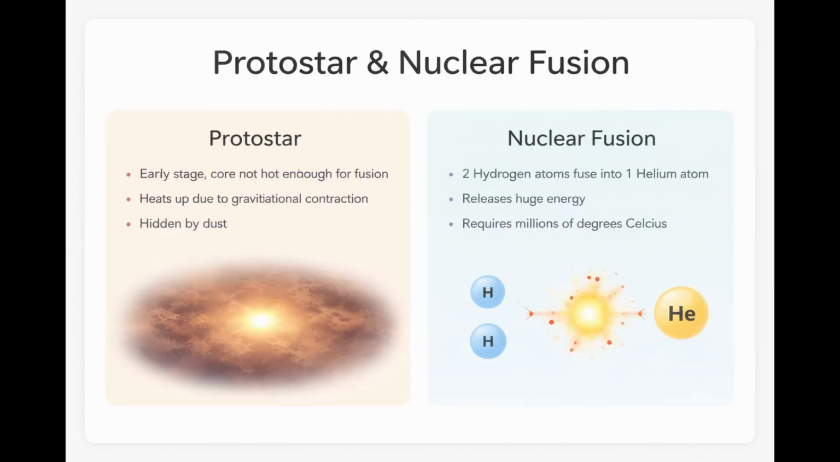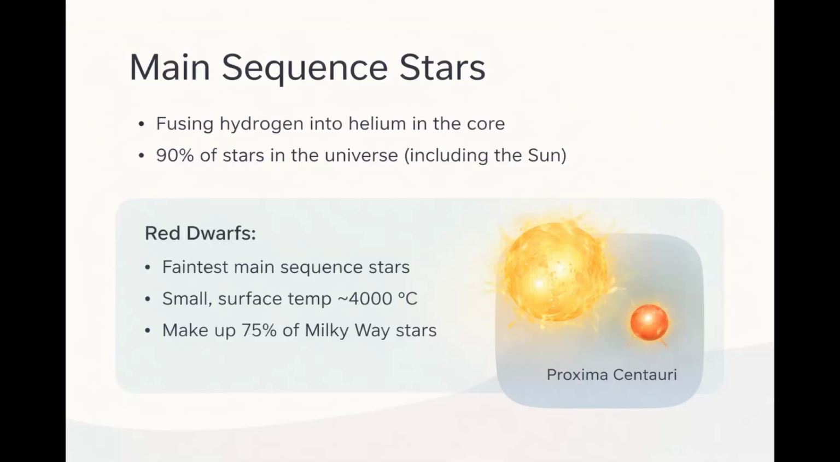A star's life begins in a nebula, where gas and dust collapse under gravity to form a protostar. At this stage, the core isn't hot enough for nuclear fusion, but as gravity continues to compress it, the temperature eventually reaches the millions of degrees needed to fuse hydrogen into helium. Once nuclear fusion ignites, the star becomes a main sequence star. About 90% of all stars, including our Sun, are in this phase. The most common type of main sequence stars are red dwarfs, which are small, cool, and faint.